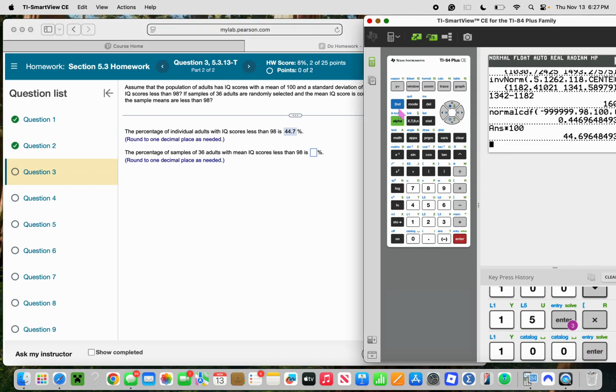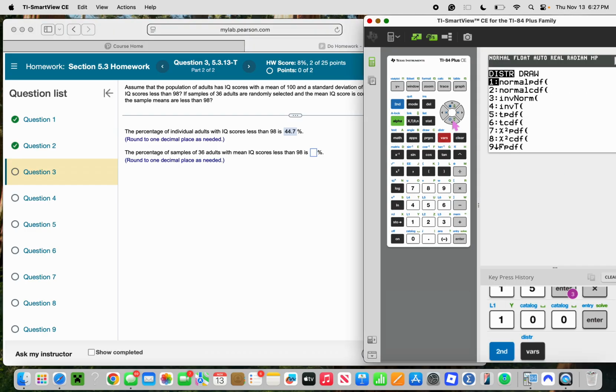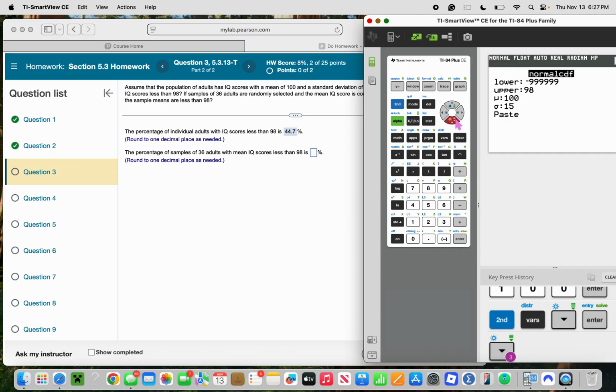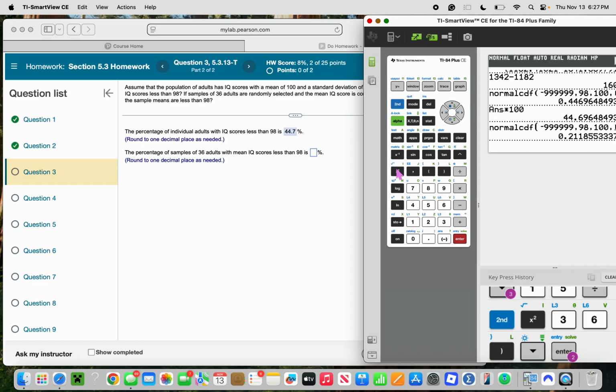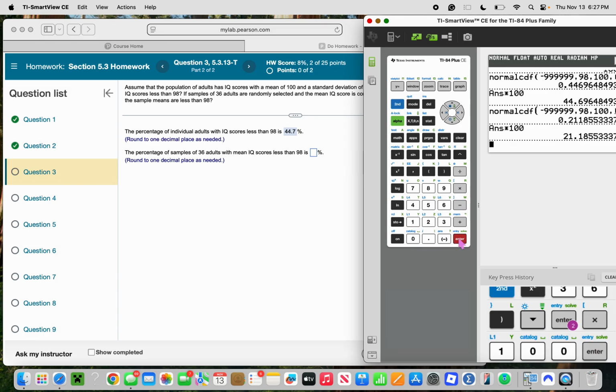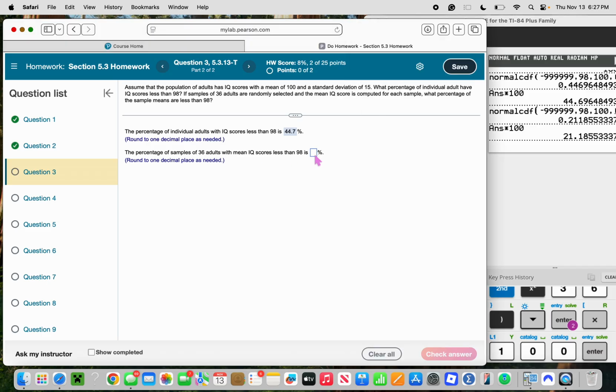And so then I go second vars, go to normal CDF, and I realize that my standard deviation is going to change. It's going to be 15 divided by the square root of the sample size. In this case, it's the square root of 36. I paste that in, and it's a percentage, so I'm going to multiply that by 100 and then round that to one decimal place. And it's going to be 21.2%.